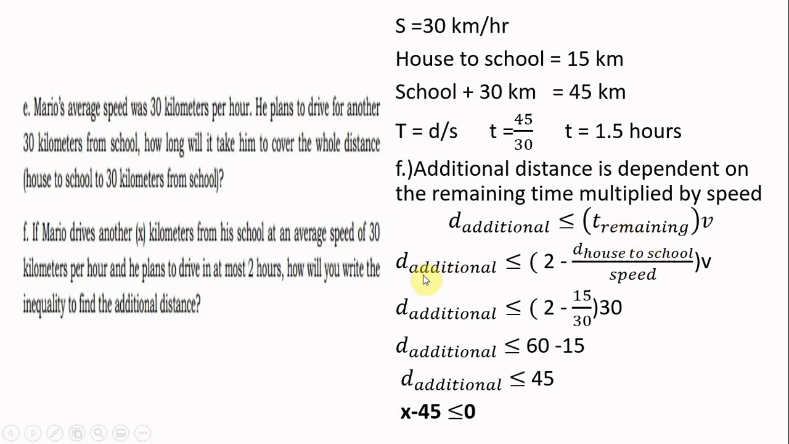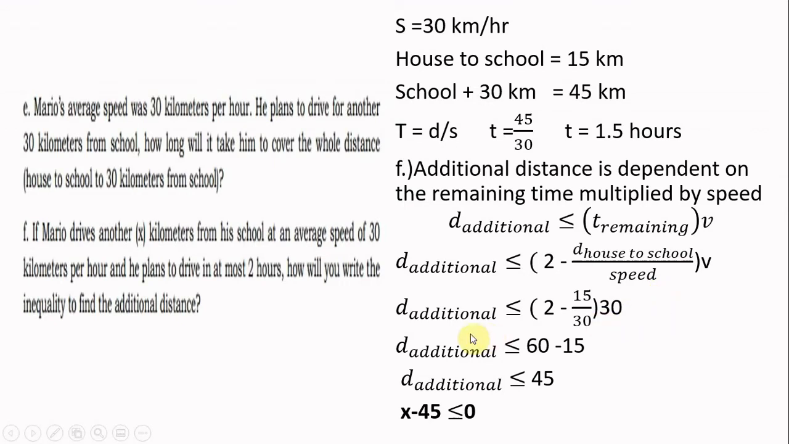So additional distance is less than or equal to at most 2 hours, it's 2 minus the remaining time, 2 minus the time he spent from house to school. So it's distance from house to school divided by speed times the speed of Mario. So additional distance is less than or equal to 2 minus the distance from house to school, 15 divided by the speed, which is 30, times the 30 still, in which this is the speed for additional distance.